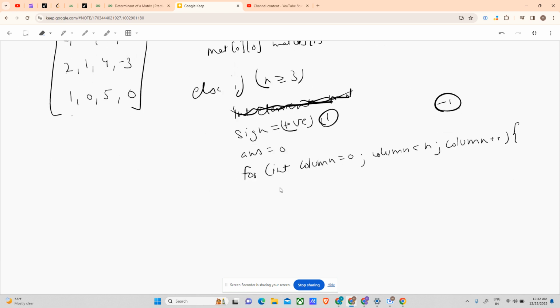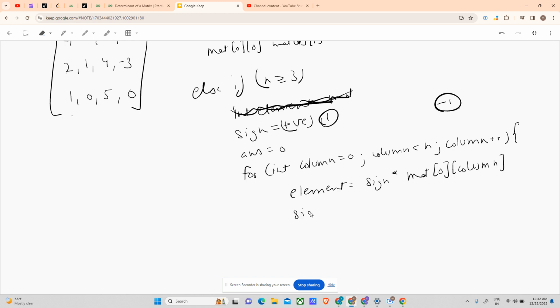So what I am doing is element equals to sign star mat of 0 column.